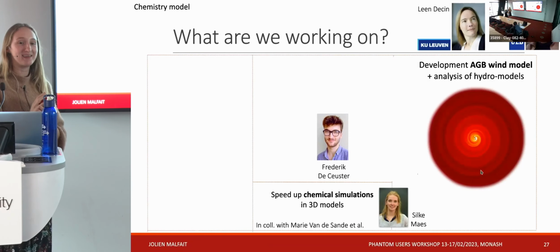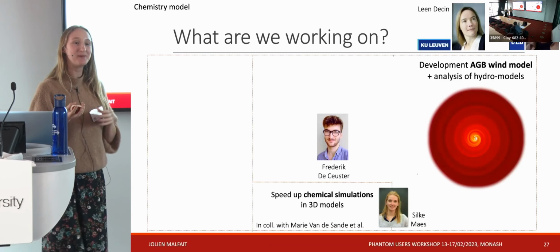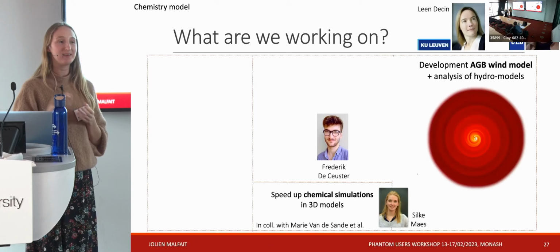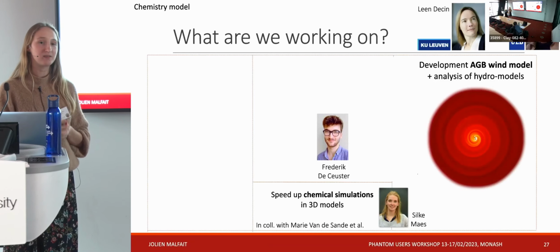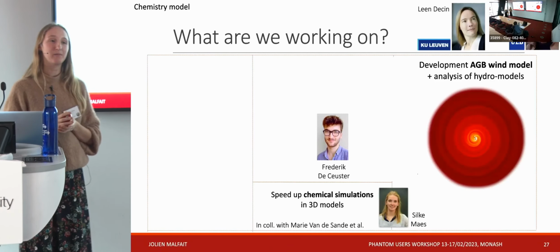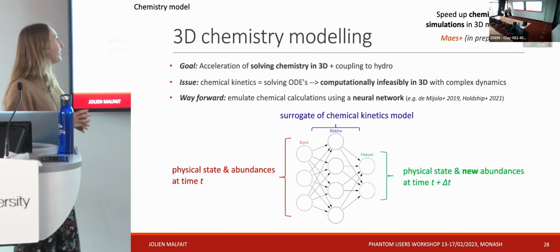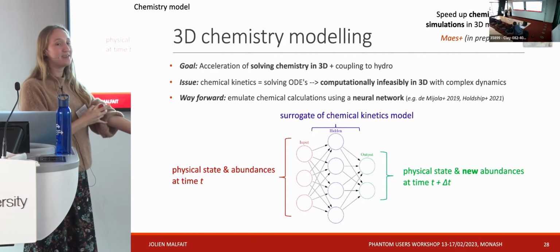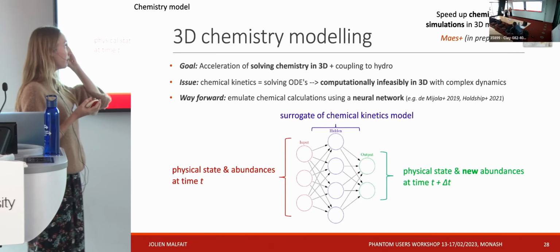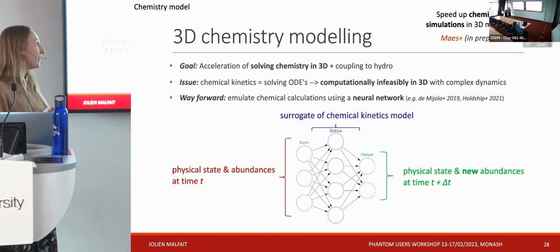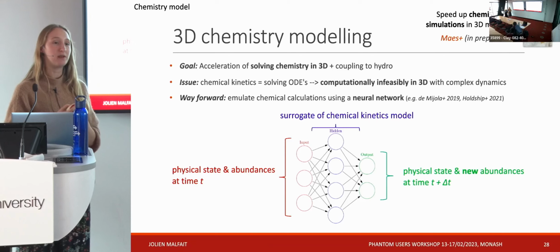So then we come back to what the other people are doing in my team. So in the future, we would like to have a more physically complete wind model. And then we would also like to couple this wind model to chemical calculations. And that is what Silke Maas and her collaborators are working on. This is a difficult problem, as we have to solve ODE equations, but this has been found to be computationally infeasible in 3 dimensions. It's just too complex there. So they are looking at a novel way to solve this problem, and that is by using a neural network.